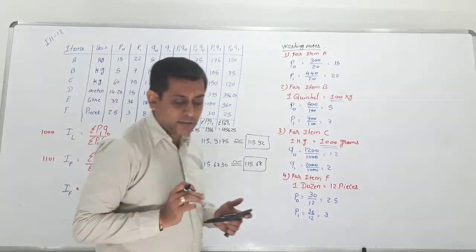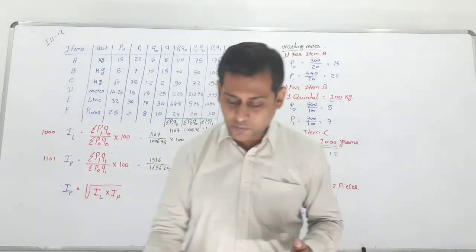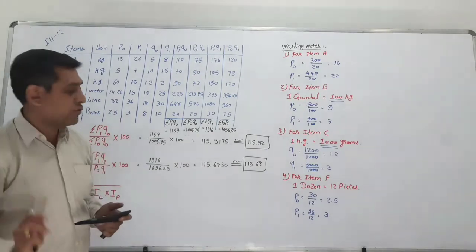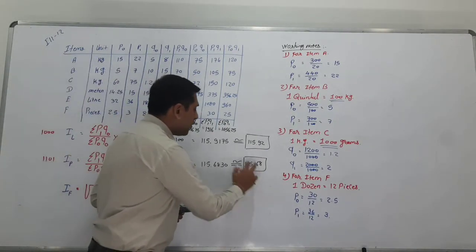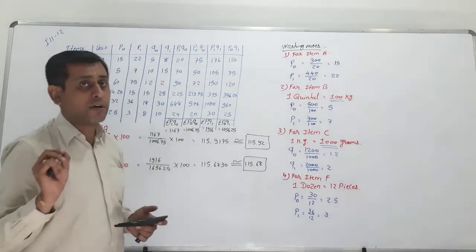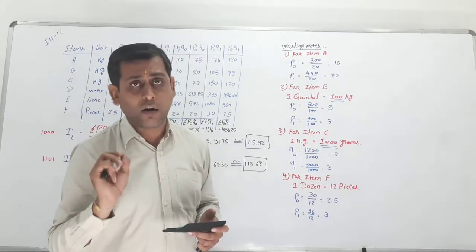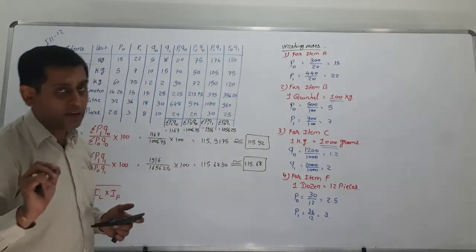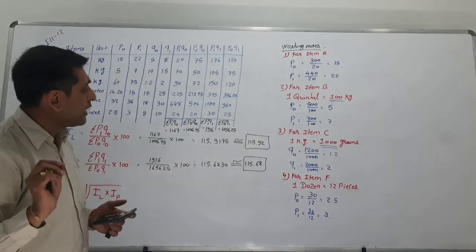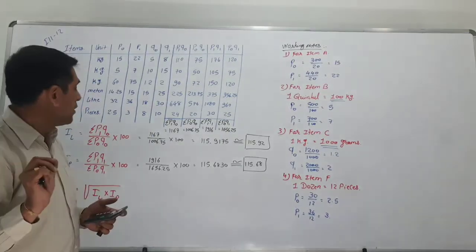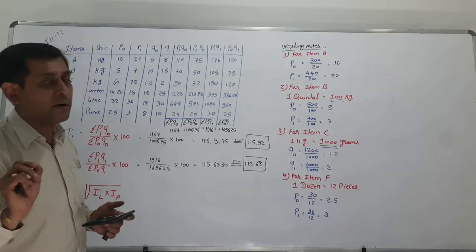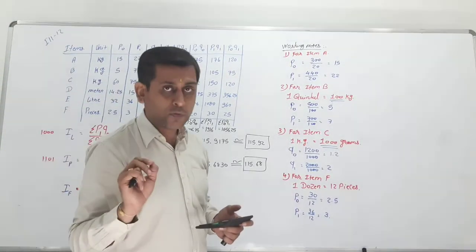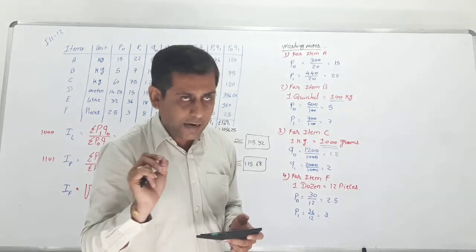See, we can say that the Laspeyres index number is increased by 15.92%. Paasche index number is increased by 15.68% by subtracting 100, and we can write a line for that: the Laspeyres index number is increased by 15.92%, and the Paasche index number is increased by 15.68%. Okay, so we can write the particular line after that.